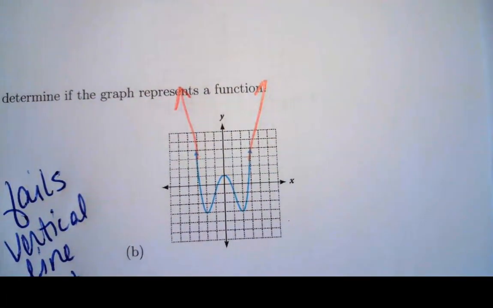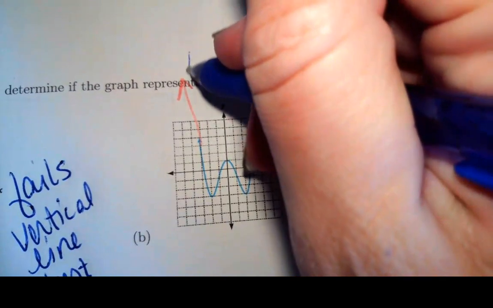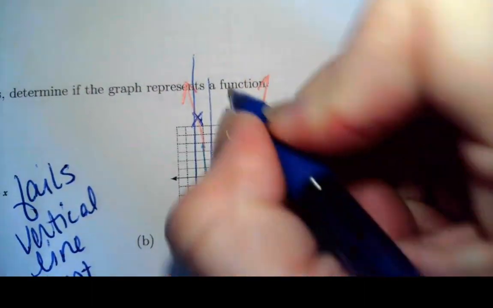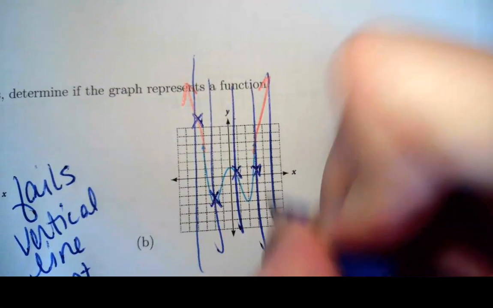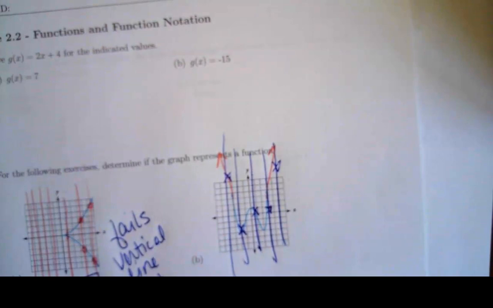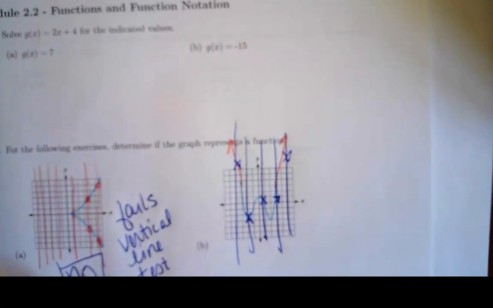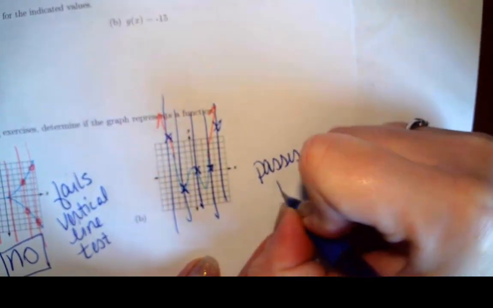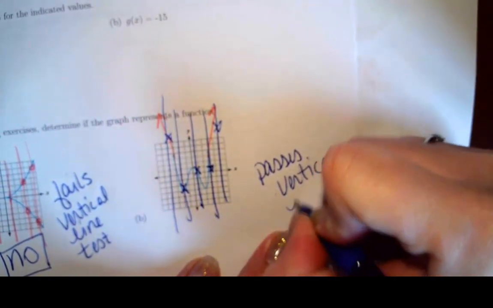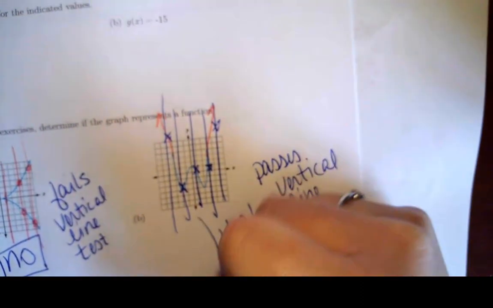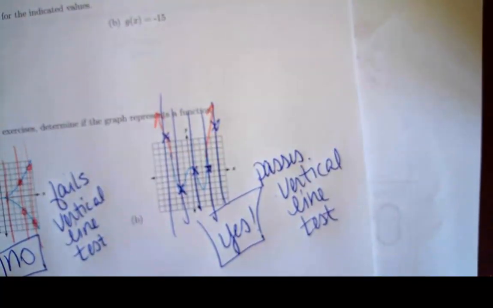So does it pass the vertical line test? It does. So this is not perfectly vertical. So regardless of where I draw a vertical line, it's only going to hit it once. So every x value corresponds with a single y value. So he passes the vertical line test, which means yes, he is a function.